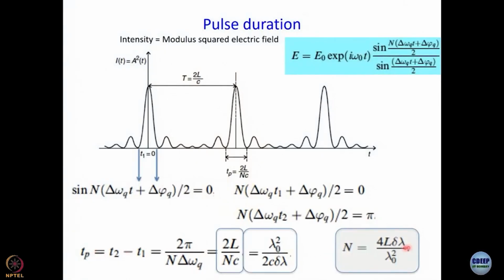Tp is 4L delta lambda divided by lambda 0 square. So, if delta lambda is of some value, in principle we can calculate what the pulse width is, right. If we do not want to calculate what the pulse width is, we can get some qualitative value.